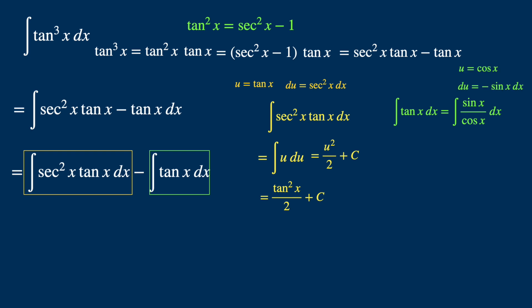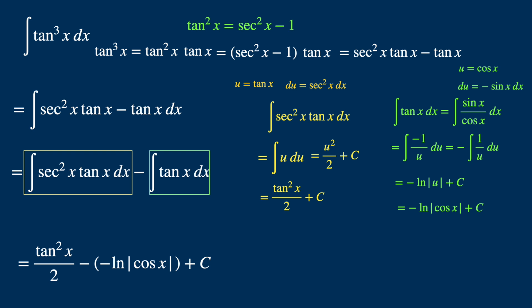That's where you use the u-sub. That's going to be the integral of negative 1 over u du. You put the negative outside: negative integral of 1 over u du. Now you have a ln function: negative ln absolute value of u plus c. Since u is cosine x, it's negative ln absolute value of cosine x plus c. Let's plug back into the original integration. The first one is tangent squared x over 2, minus negative ln cosine x, plus c. So the final answer is tangent squared x over 2 plus ln cosine x plus c.